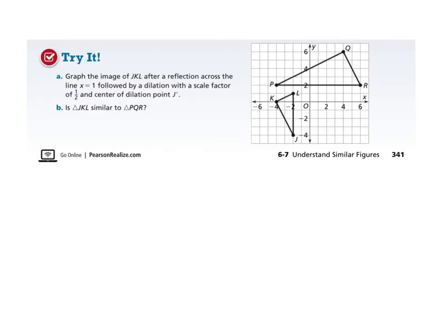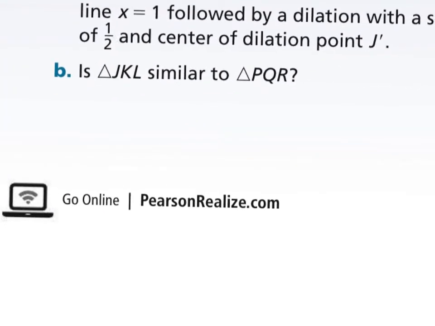So on the try it, we are going to look at part B, and they're asking, is triangle JKL similar to triangle PQR?